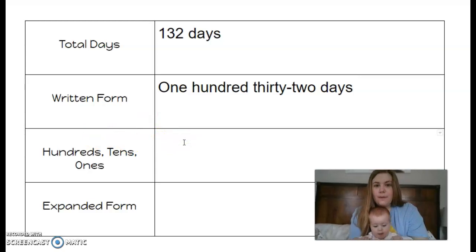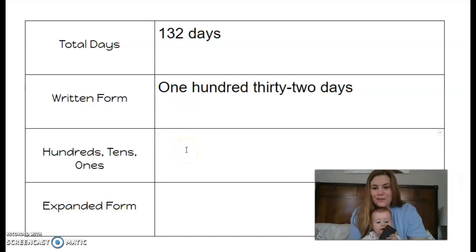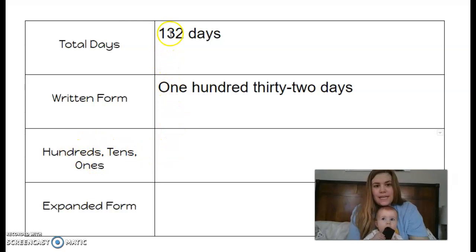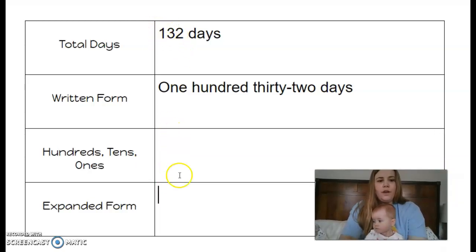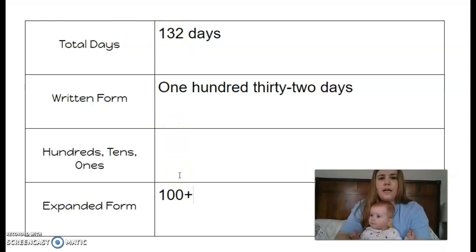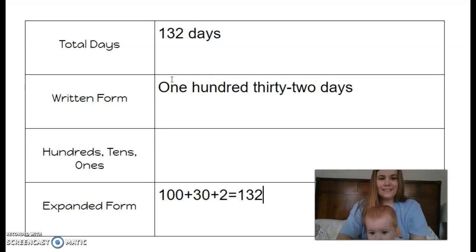And think about it. How many hundreds, how many tens, and how many ones are in 132? That's going to be our question for today. How many hundreds, how many tens, and how many ones are in the number 132? So I'll leave that up to you guys to answer for me. And the expanded form. So I'm going to start with my hundreds. I have 100 plus I have 30 and I have 2 extras, and that equals 132.